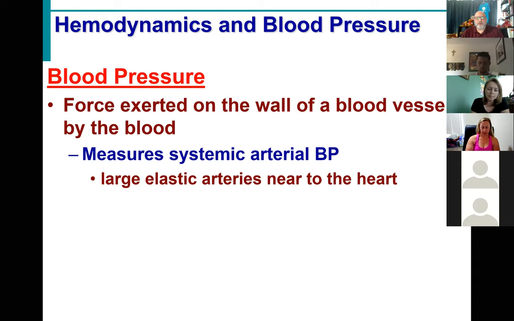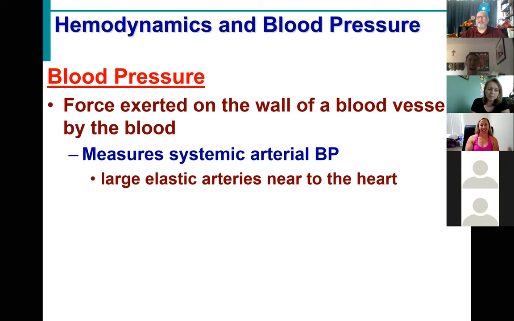I don't recommend taking a blood pressure in the carotid. It is a nice large elastic artery, but why wouldn't you want to take a blood pressure in the carotid arteries? You get choked out. Yeah, you'd have to put that blood pressure cuff around their neck, and that would not be a good thing. Right, absolutely. Yeah, you would choke them out.